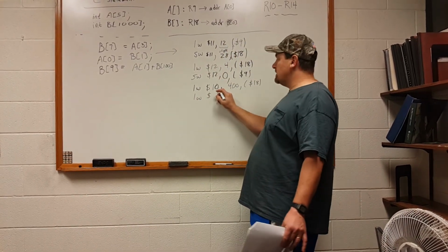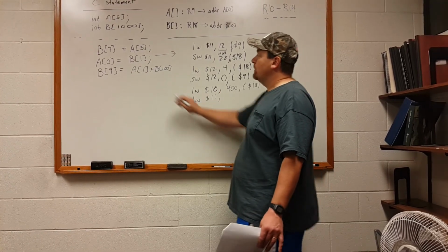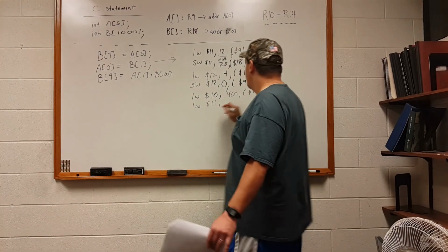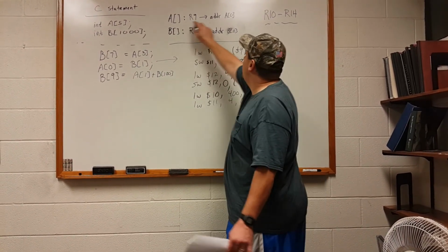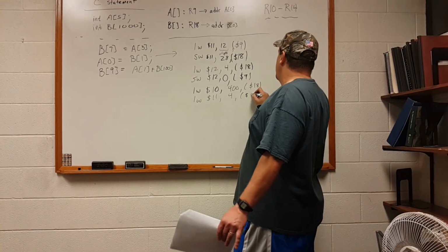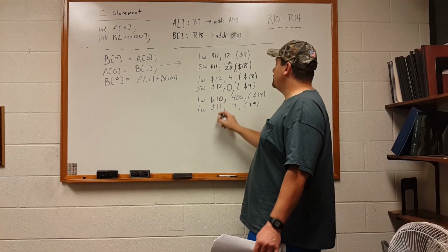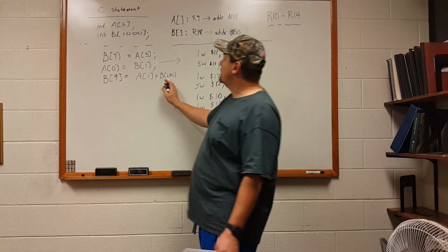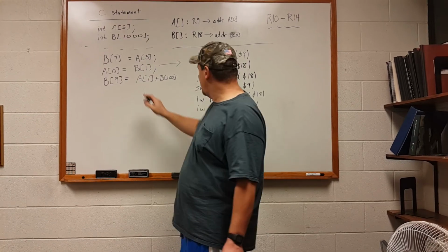Next, we're going to need to load another one. Trash register. We can't clobber 10 because we need it. Let's use 11 as a trash register. We want A of 1. That's going to be 4 bytes. Then, what is the base of A? The base of A is in R9. Now, we've got 2 registers, 10 and 11, which contain B of 100 and A of 1 respectively.